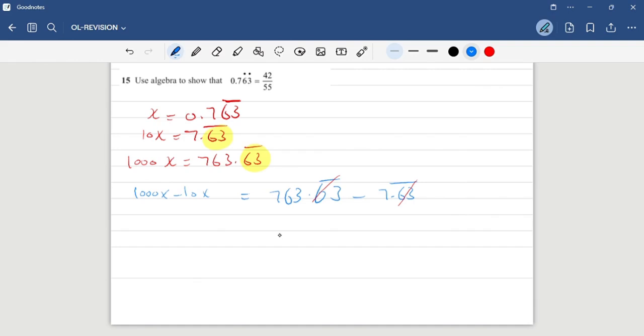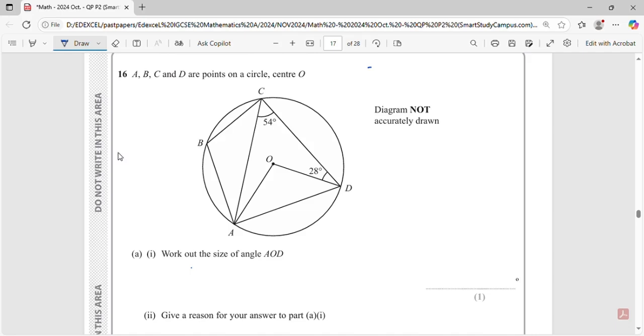It will be 990x, which is equal to the other part, of course, which is 763 minus this number. It will be 756, and x equals 756 divided by 990. After I simplify, it will be equal to 42 over 55.